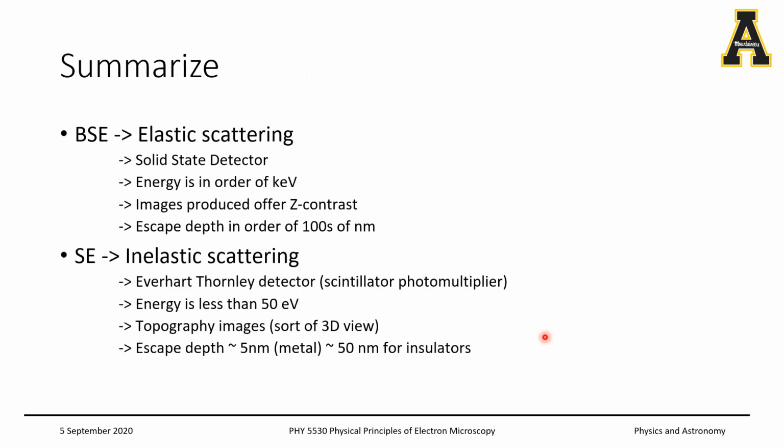Okay. So to summarize, we have seen that backscattering is an elastic scattering event. Second generation of secondary electrons is an inelastic scattering event, and they have their respective detectors that work great for the detection. In case of BSE, it is solid state detectors that rely on the p-n junction formation between p and n type materials. They are usually electrons in the order of a few kiloelectron volts. The image that they produce is called the Z contrast, or the composition contrast image.